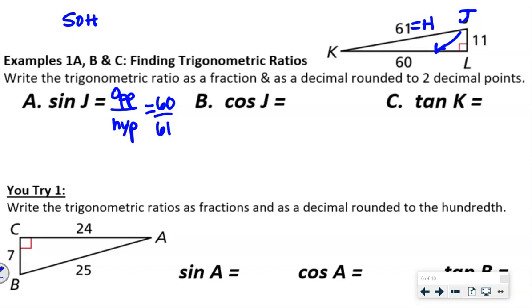And then we're going to compute that on our calculator. So we're going to divide 60 by 61. And when we do that, we get 0.98. Okay?